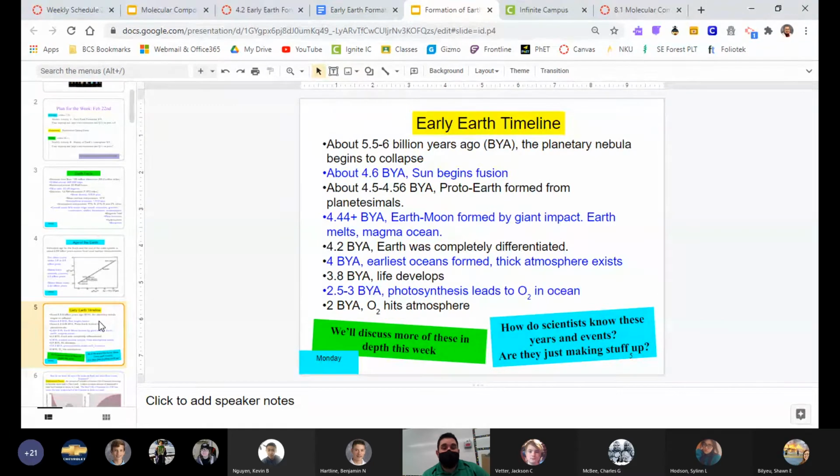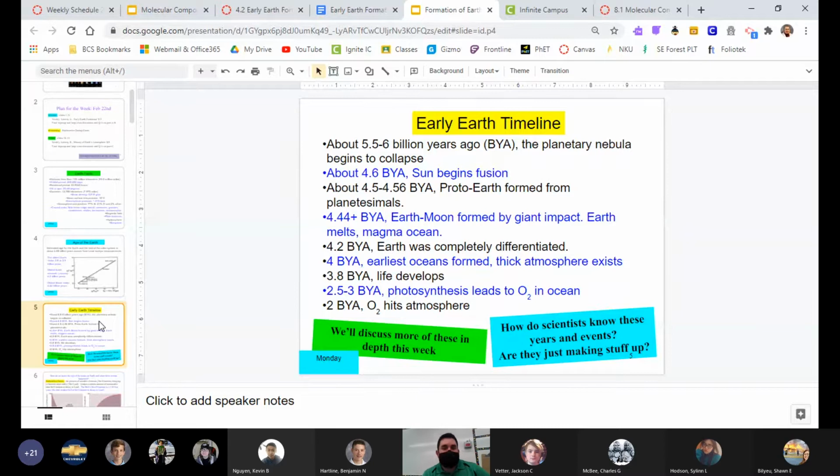About 2 to 3 billion years ago, we start getting photosynthesis, which allows oxygen to start being in the ocean. About 2 billion years ago, oxygen hits the atmosphere. So oxygen is actually a relatively newer molecule. It wasn't really there when Earth formed. So oxygen is relatively young. We're going to discuss more of these in depth this week and next week.